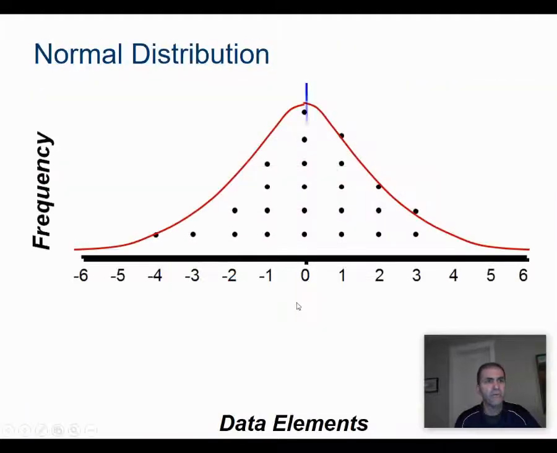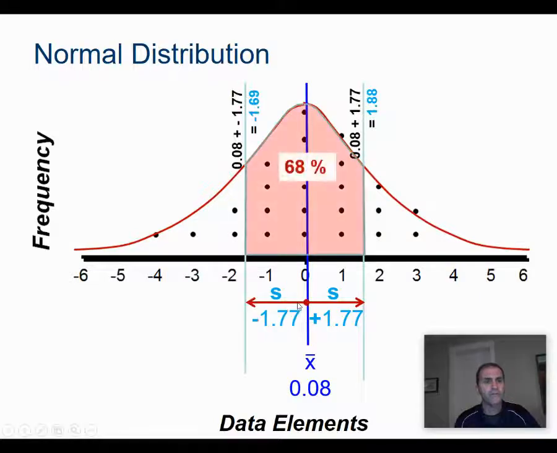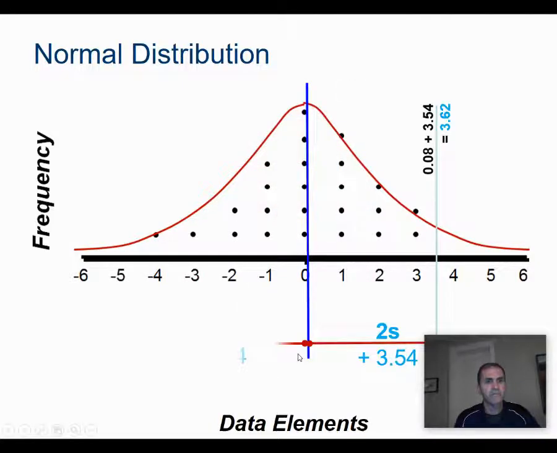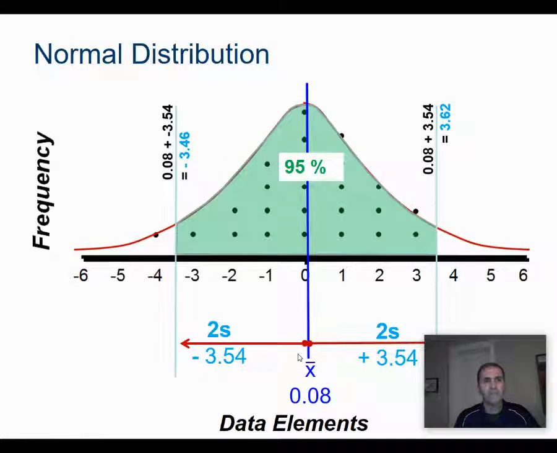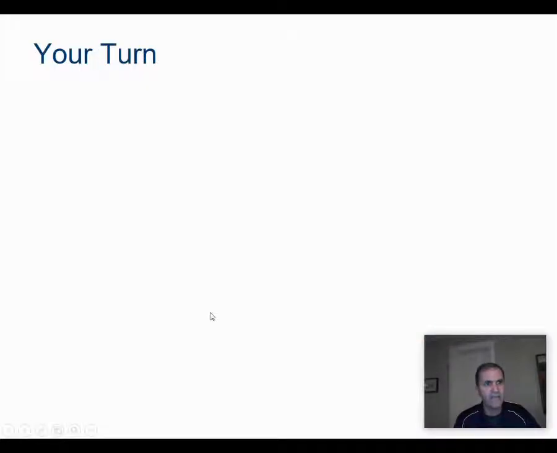Here's another example of what this would look like in a normal distribution. If these dots represent pieces of data, 68% falls within 1 standard deviation, 95% within 2 standard deviations of the mean, and then for this data set, there's that one little guy.